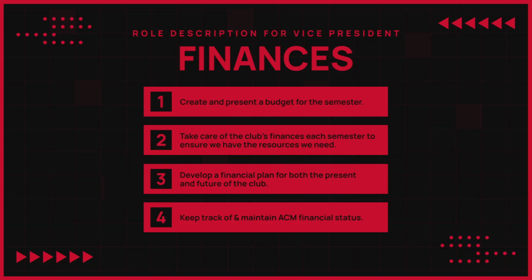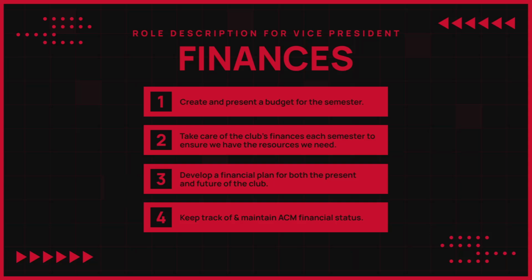Next up, we're going to develop a financial plan for both the present and future of the club. So, as VP of Finance, you are not just focusing on this semester alone. You are making sure that future officer teams that may come in the future semesters are doing well and have an established budget to work with as well. So, in my situation, we are making sure that the spring 25 is going to have a very good budget for their semester to be able to use. And so, spring 25 would take care of fall 25 as well.